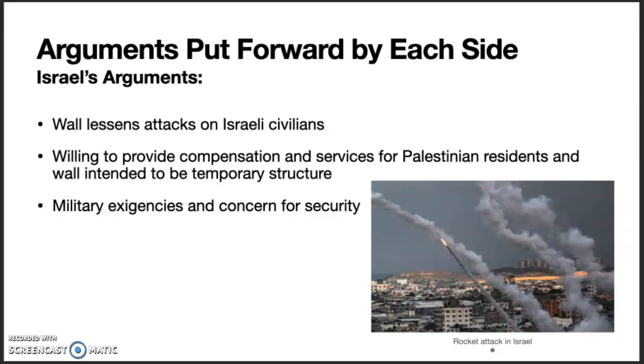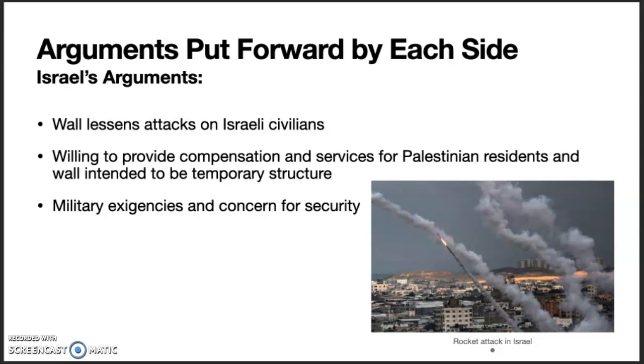Israel argued that the construction of a wall in the West Bank would act as a barrier against attacks on Israeli civilians. The government also stated that it was willing to provide compensation and services for Palestinian residents, and that the wall was intended to be a temporary structure.